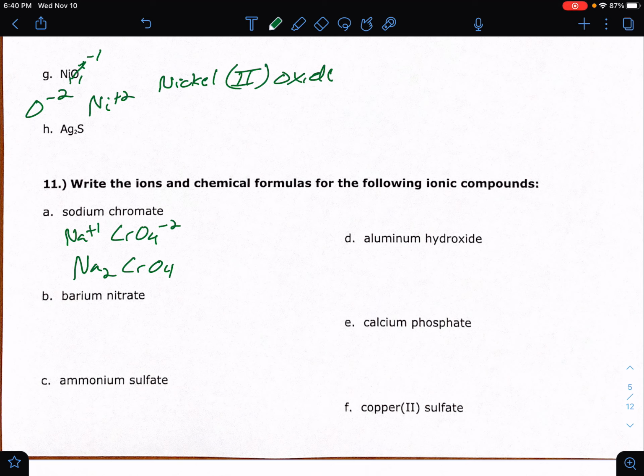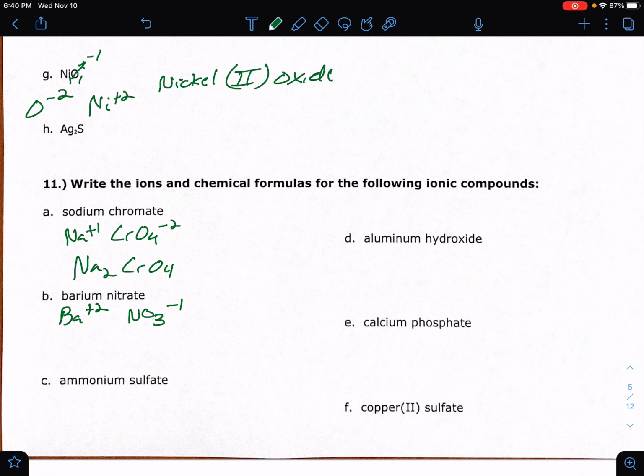Now, barium nitrate. Barium is going to be Ba with a +2, and nitrate is NO3 with a -1. If you have trouble remembering a lot of your polyatomic ions, a few videos back I have a video on how to memorize the polyatomic ions, so you may want to check that out if you need a little help with memorizing some of them.